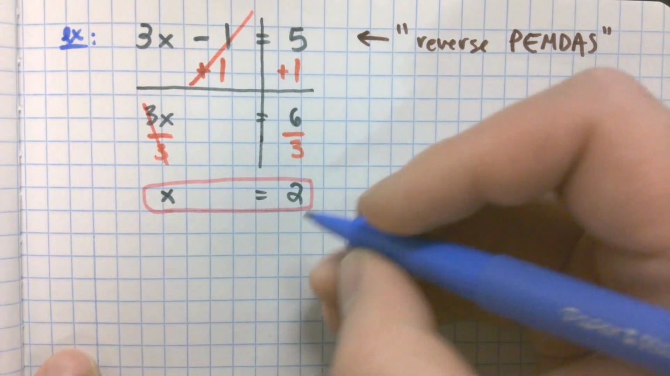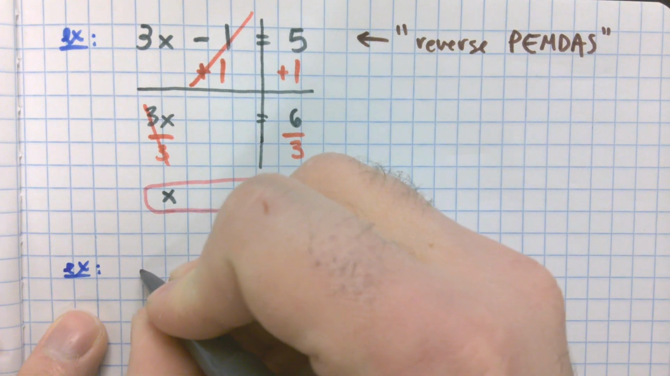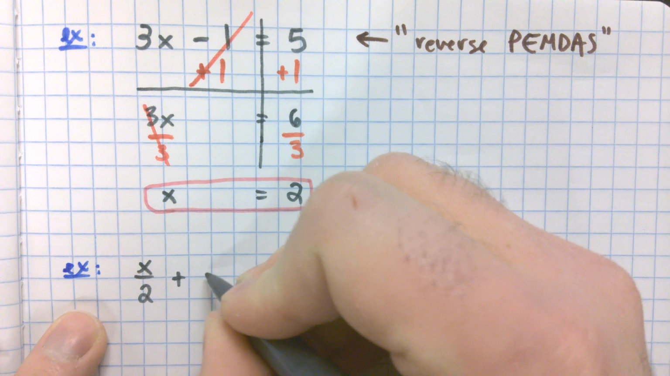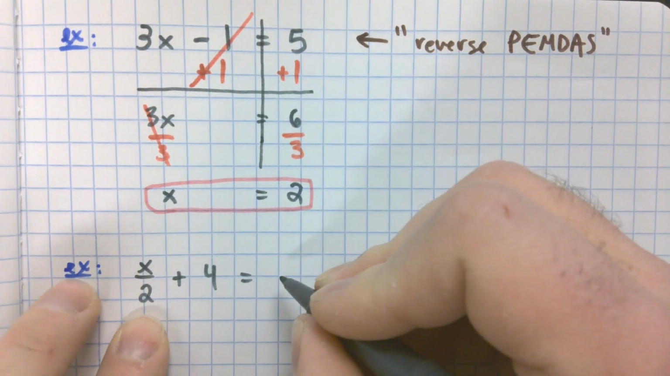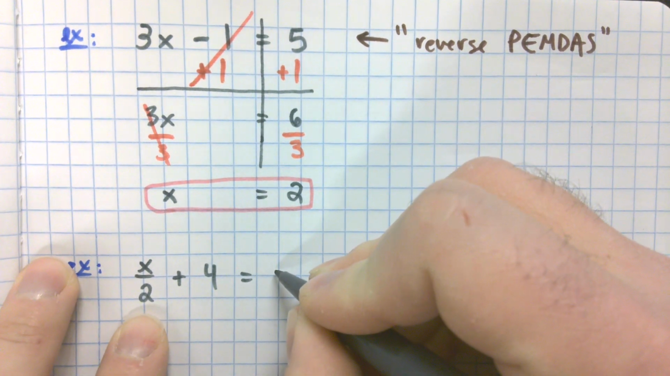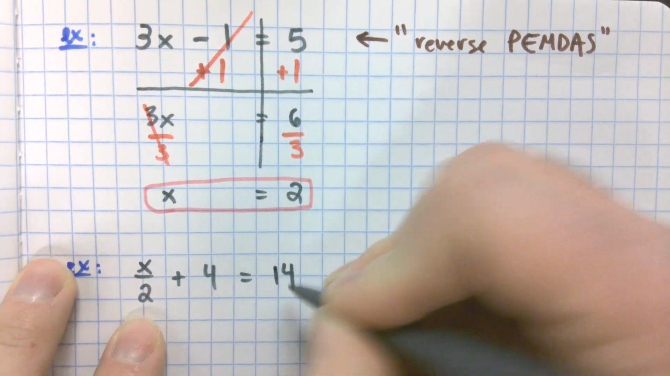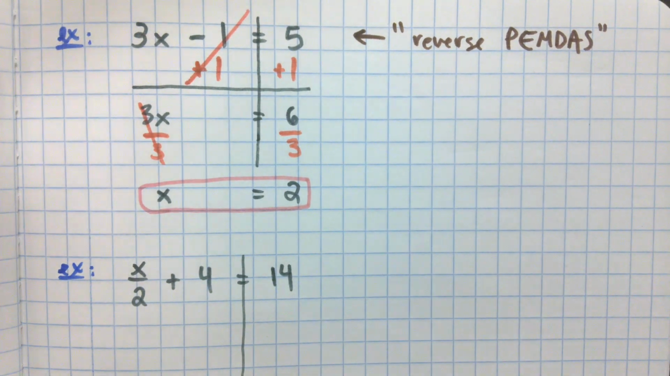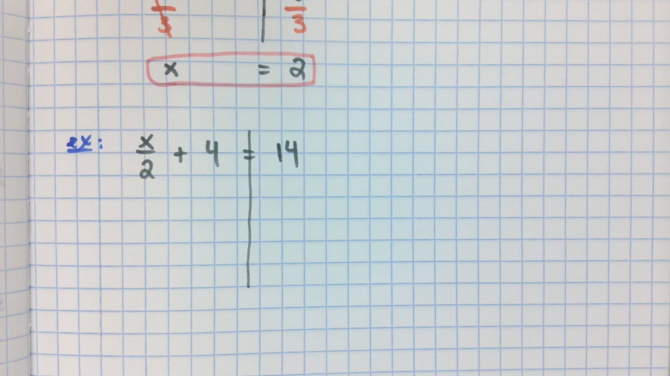We'll do one last example and then we'll get started. And then I'll get you your stars. Do x over 2 plus 4 equals 14.